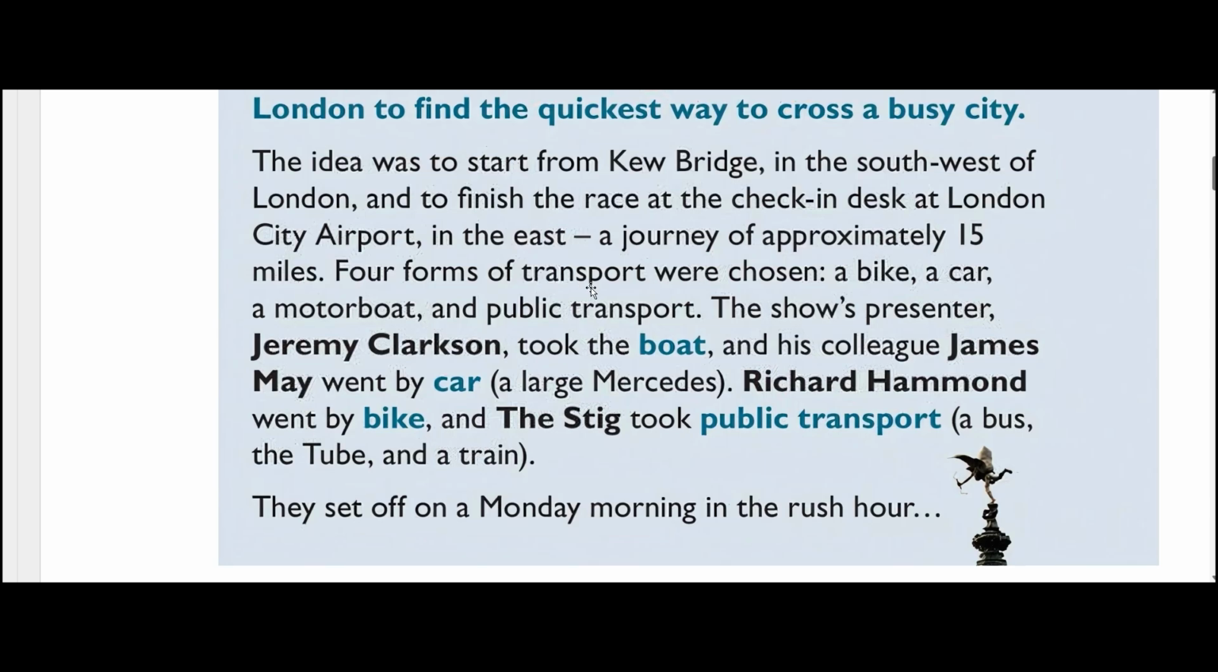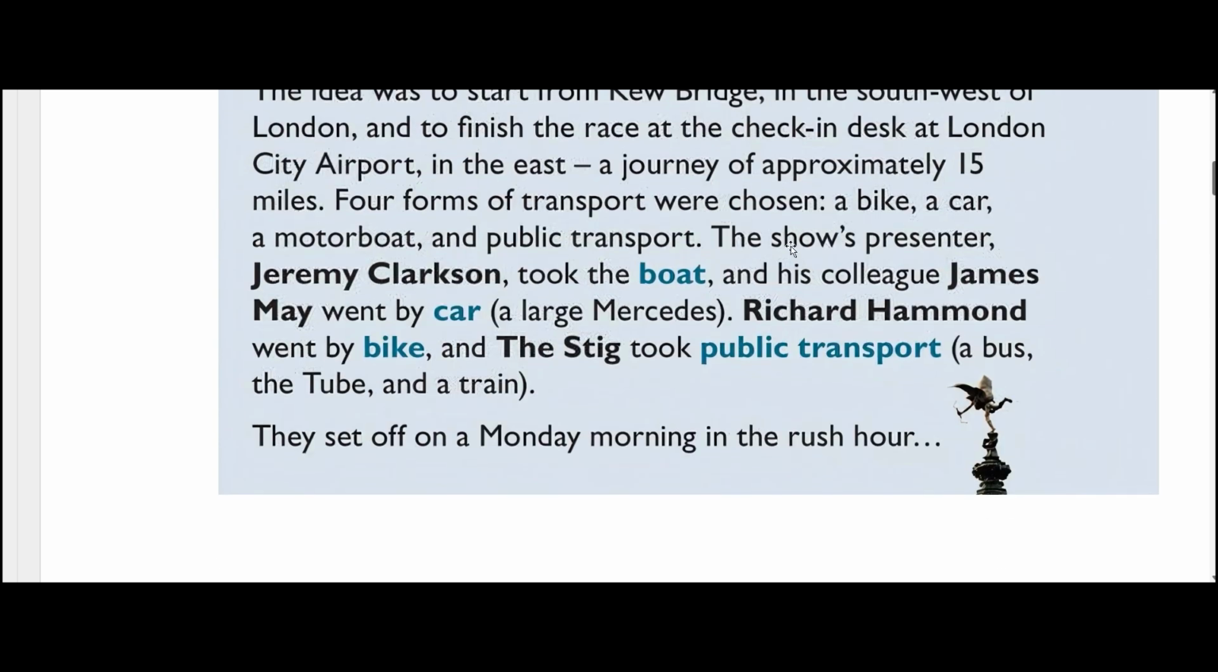4 формы транспорта были выбраны. Велосипед, машина, лодка и лодка с мотором. И получается общественный транспорт. Ведущий шоу Джереми Кларксон взял на себя лодку.